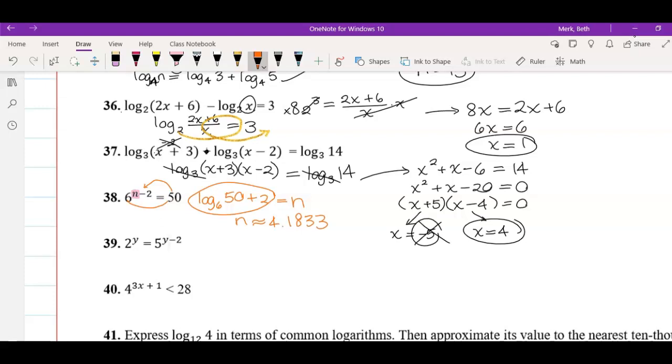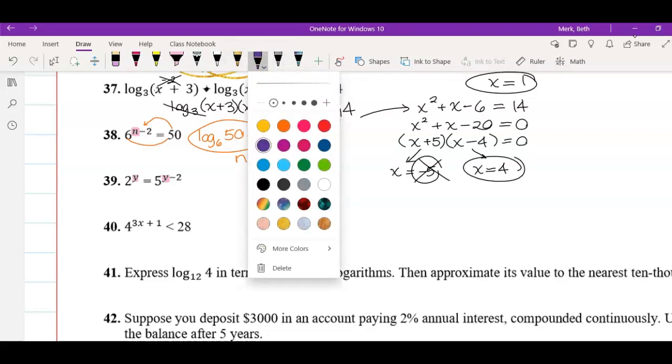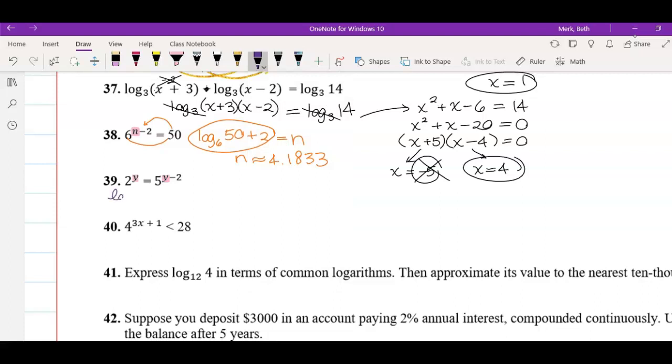For the next one, I really need to put a log on both sides. Take the logarithm of both sides because I have not one, but 2 y's in separate locations. So I'm going to say the log of 2 to the y and the log of 5 to the y minus 2. These exponents can now jump over the logs. Y log 2 equals y minus 2 log 5.